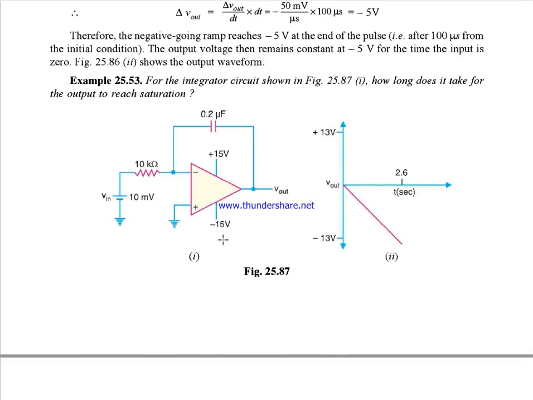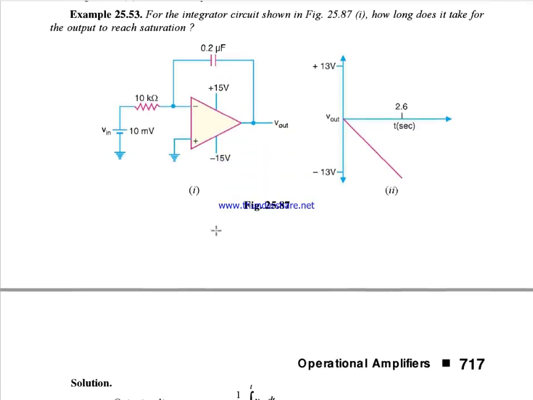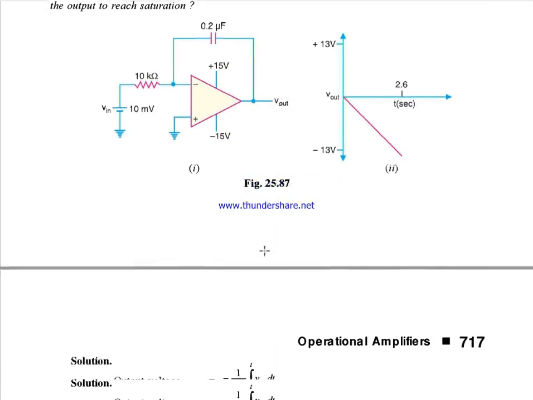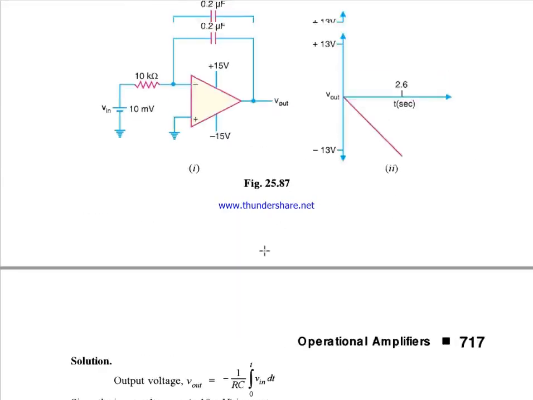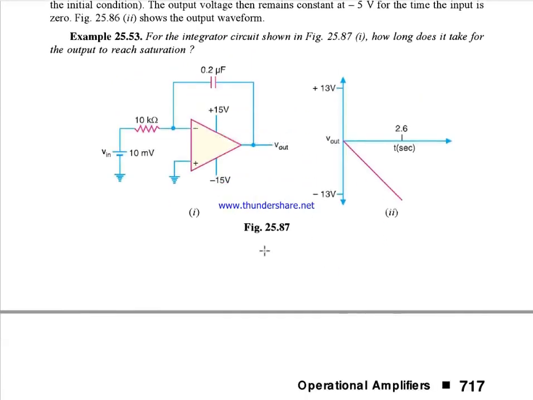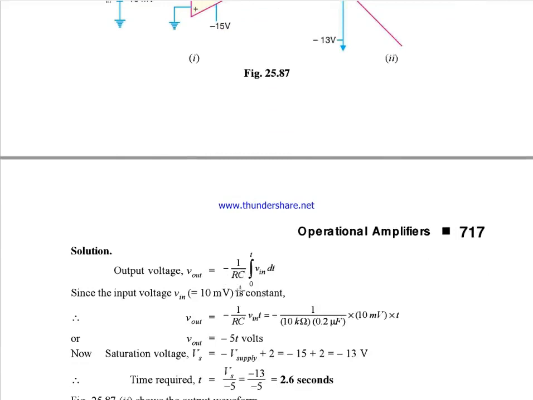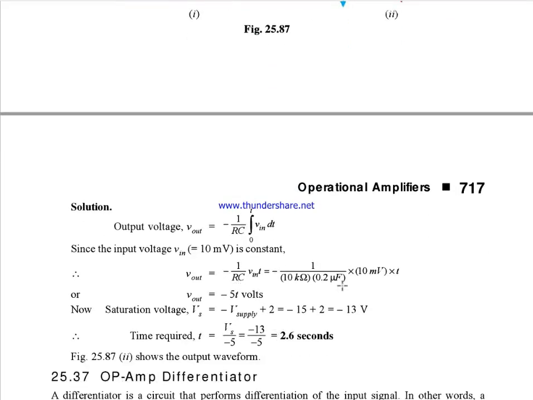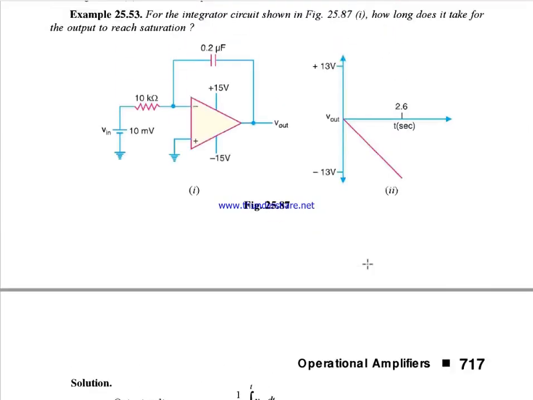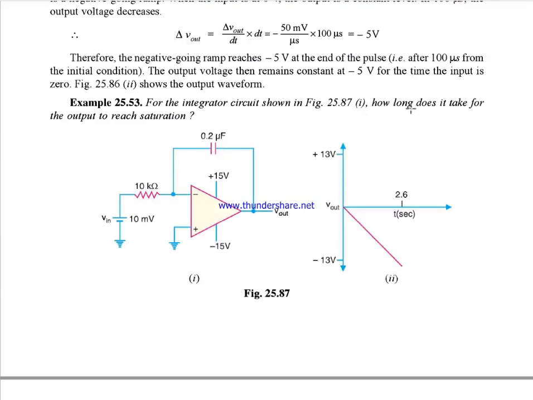In this picture, the input is given. Sorry, we have to draw the output. So in this picture, the output voltage will be minus 1 by RC integral V in dt. Actually, the value of T is not given.